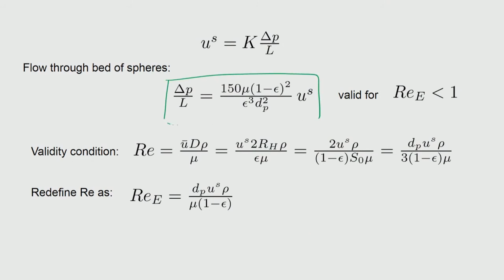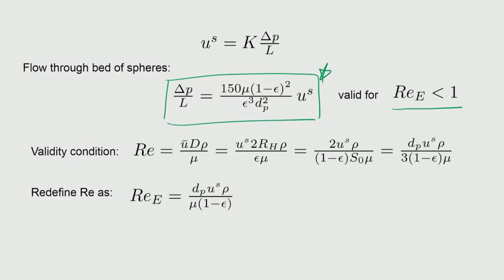So for the bed of spheres, I have just flipped the quantities around to show them in the way that most textbooks show. So delta p by L is equal to 150 mu into (1 minus epsilon) square by epsilon cube dp square into Us. So this expression actually is there in many of the extractive metallurgy textbooks, and we know from where this has come from. So this has come from our model and the fact that S naught happens to be 6 by dp for a bed of spheres.